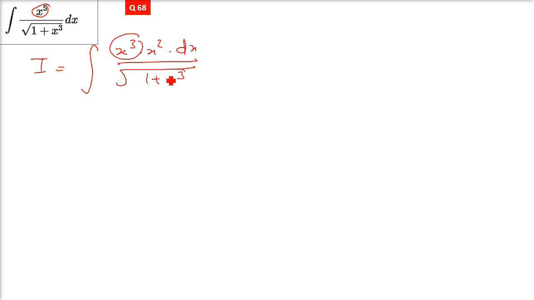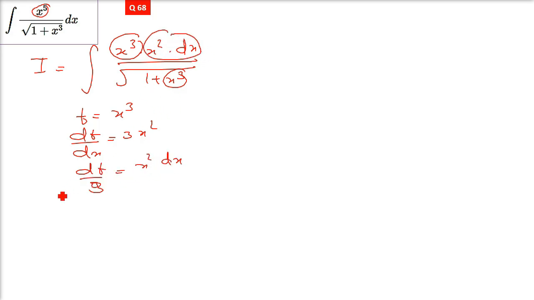This x cube is going to be t. x cube is t, so dt by dx will be 3x squared. dt by 3 will be equal to x square dx. And this x square dx, we will just replace by dt by 3. This is dt, 1 by 3 comes here. x cube is t, and 1 plus x cube. It's better to take 1 plus x cube actually. So I'm just changing the approach. I'm not taking x cube as t.